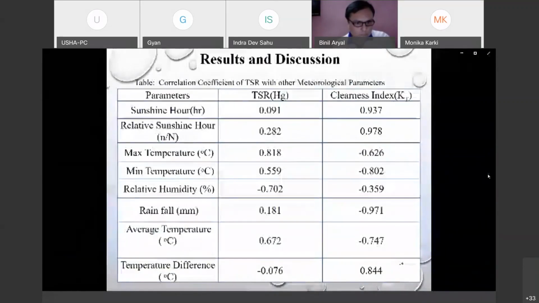Moving to the result and discussion, the table shows the correlation between the total solar radiation and the meteorological parameters. Total solar radiation is positively related to maximum temperature and negatively related with the relative humidity. But clearness index has good correlation with all the parameters.